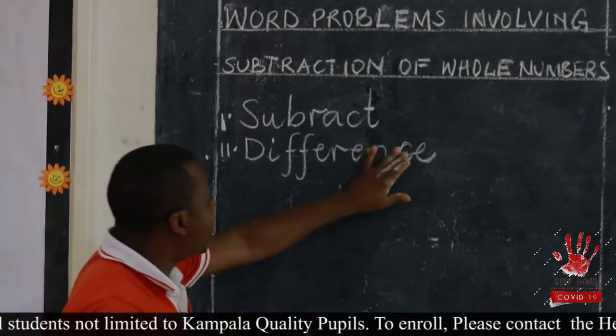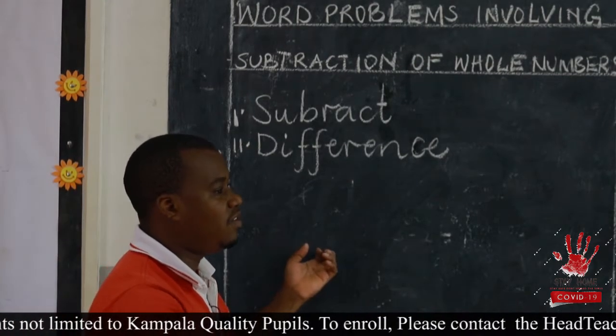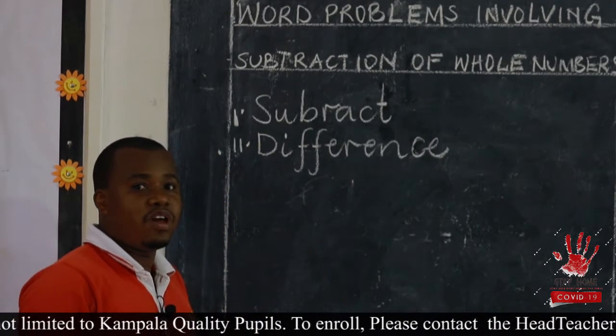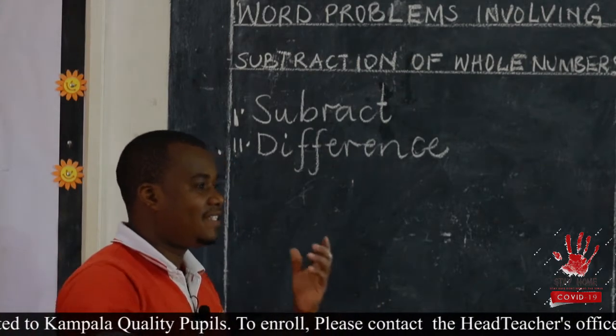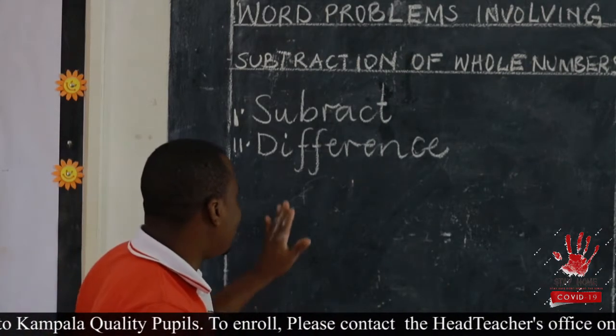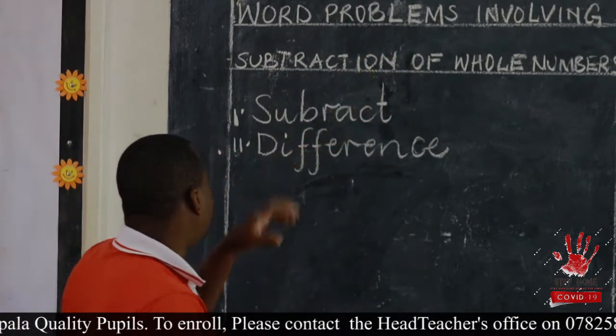When I say in mathematics, what is the difference between 9 and 5? So you will subtract 5 from 9, or you will say 9 take away 5. Then like that. So difference also is used in subtraction.